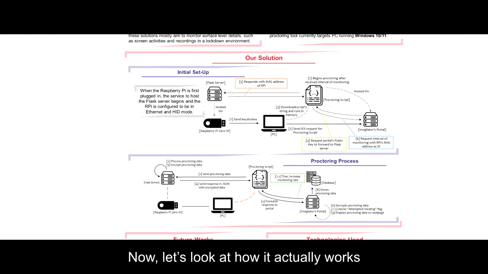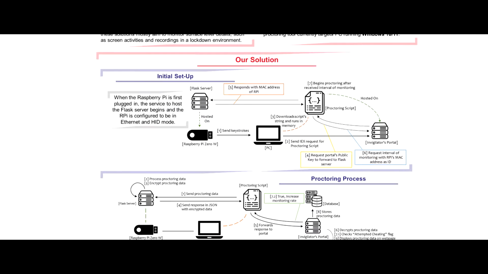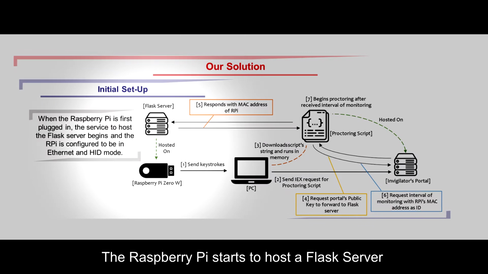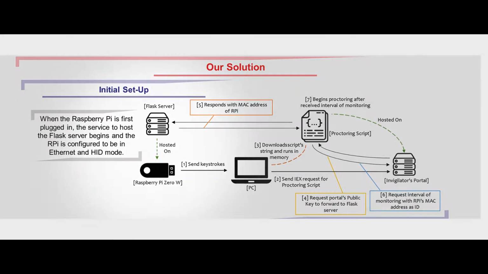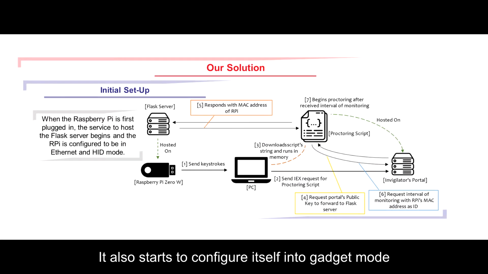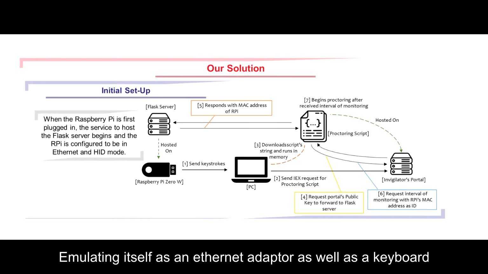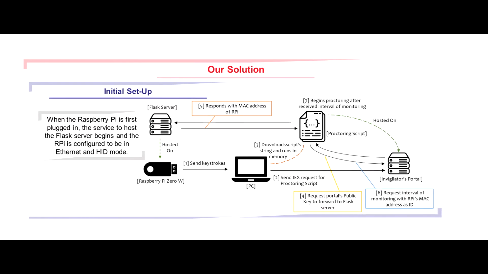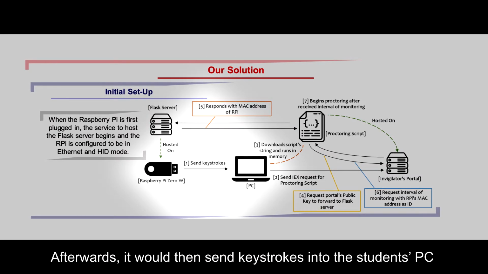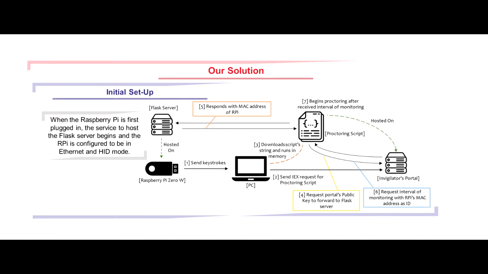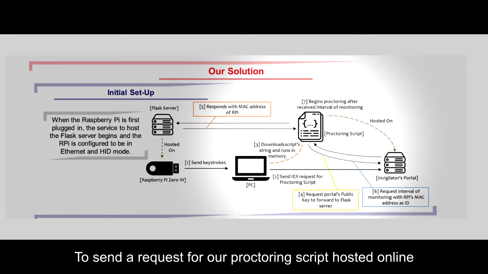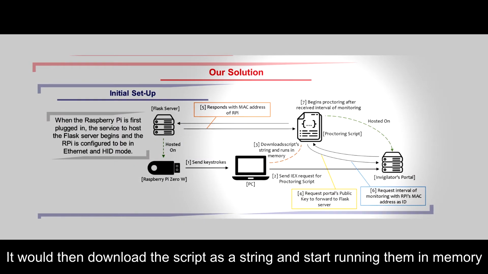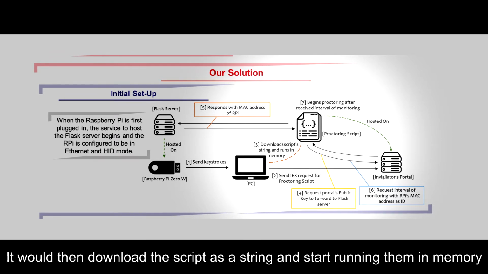Now, let's look at how it actually works. For the initial setup, the Raspberry Pi starts to host a Flask server when it is powered up. It also starts to configure itself into gadget mode, emulating itself as an Ethernet adapter as well as a keyboard. Afterwards, it would then send keystrokes into the student's PC to send a request for a proctoring script hosted online. It would then download the script as a string and start running it in memory.